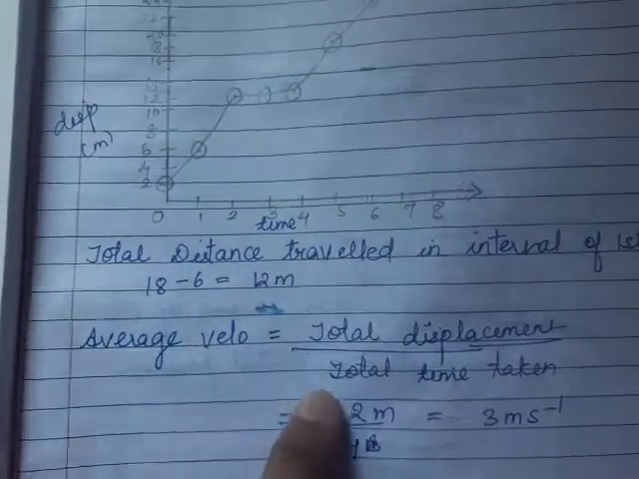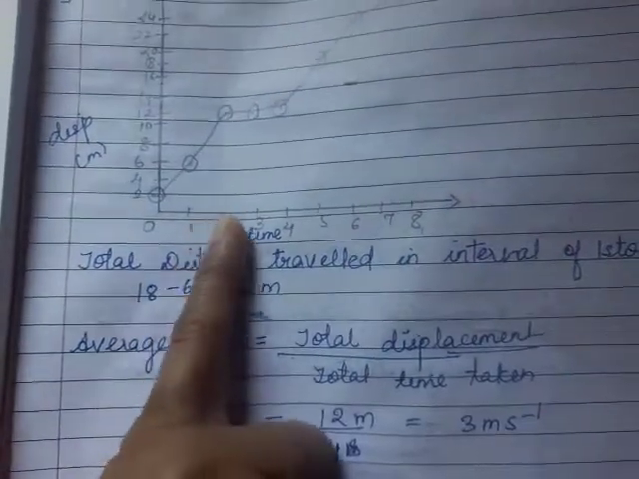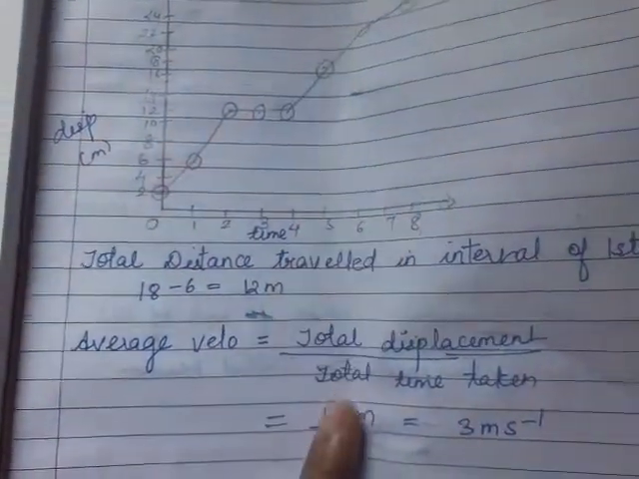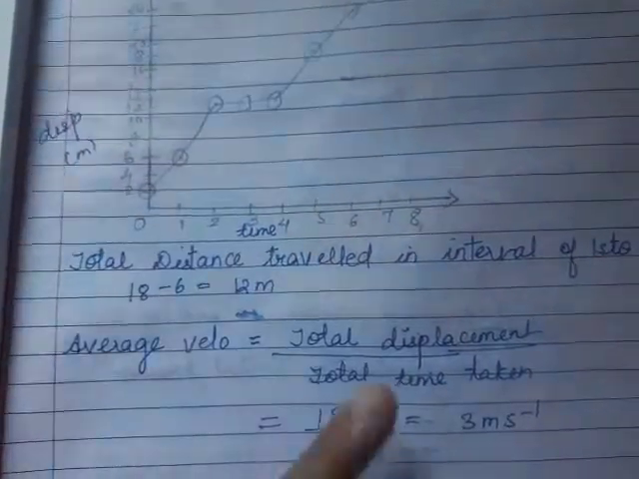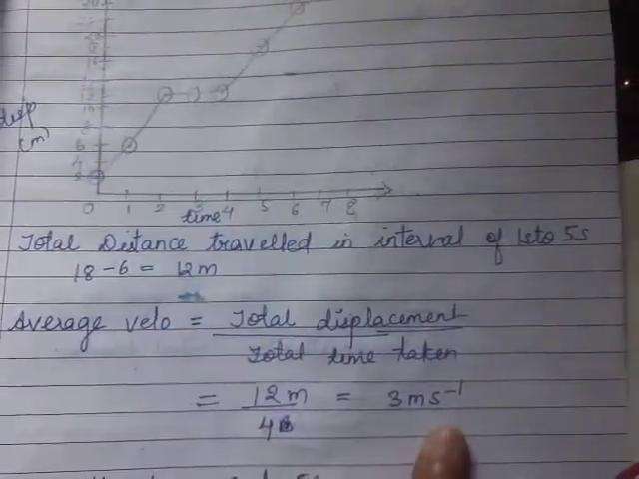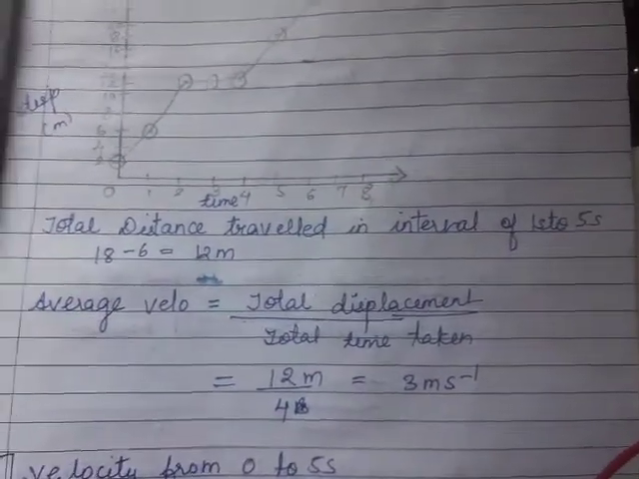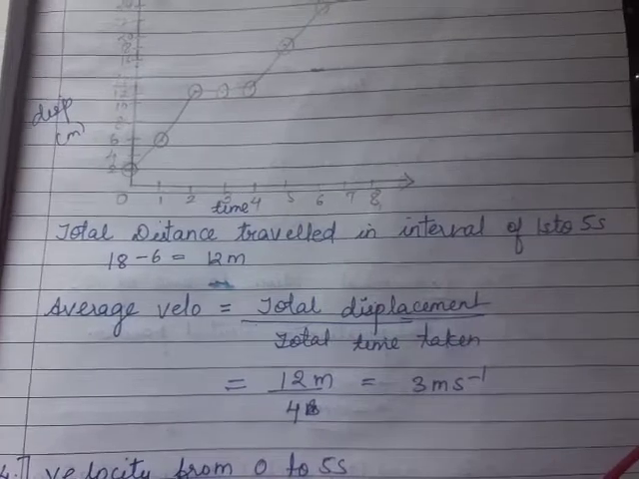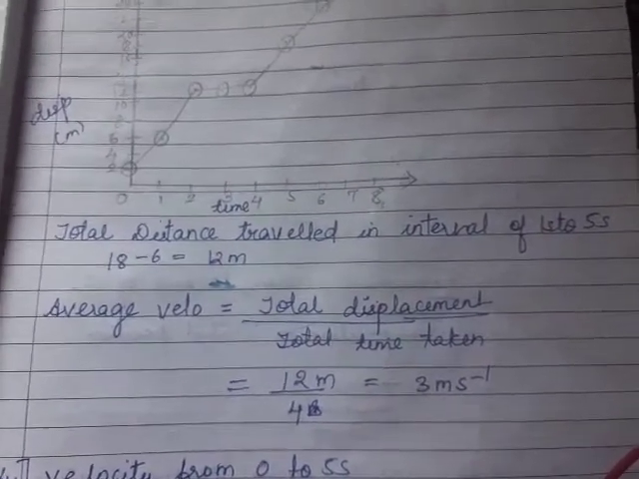Okay, and how much was the total time taken then? From 1 to 5, how much was the time? We can say 1, 2, 3, 4. How many seconds? 4 seconds, total 4 seconds, and distance 12 meters. So 12 upon 4 will give me what? 3 meters per second, which is nothing but the average velocity. So total displacement upon total time taken gives me the average velocity.